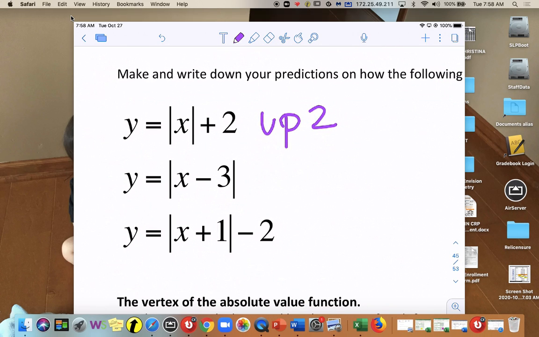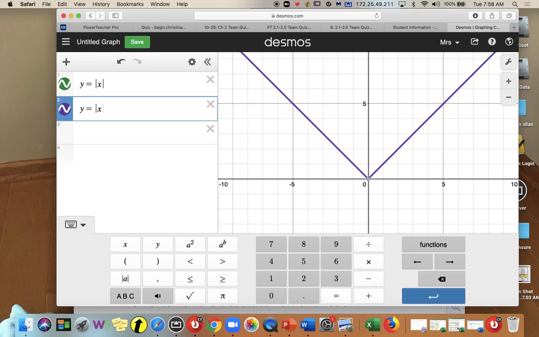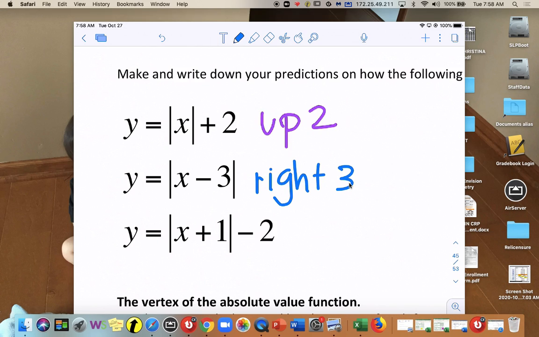How about if it's inside the absolute value and it's -3? So my prediction for that would be to the right 3. Again, we can test that by putting it inside the absolute value. I'm just going to adjust this one. Okay, so this one, x -3, and we can see, yes, it does shift to the right 3. And so you can see how you can use Desmos to check predictions.